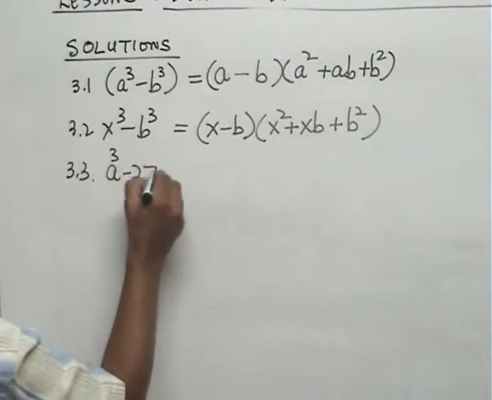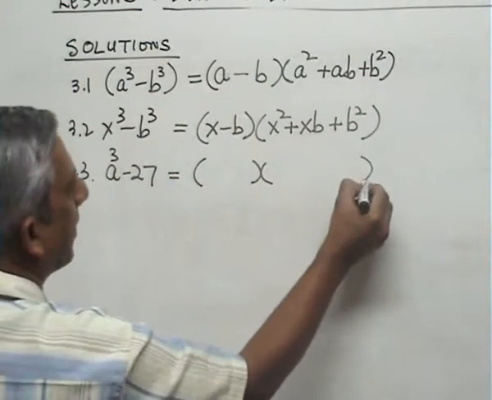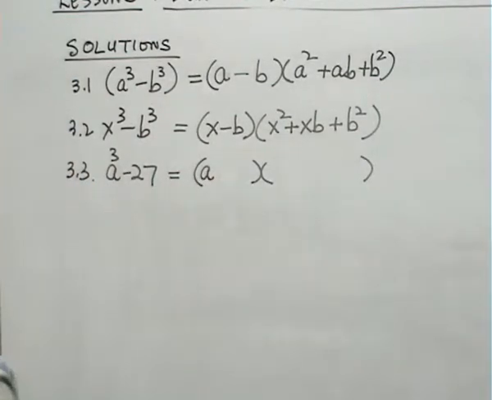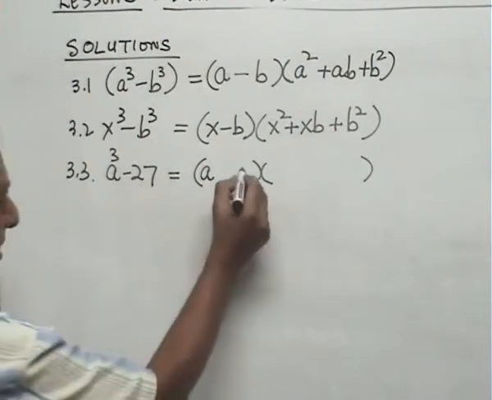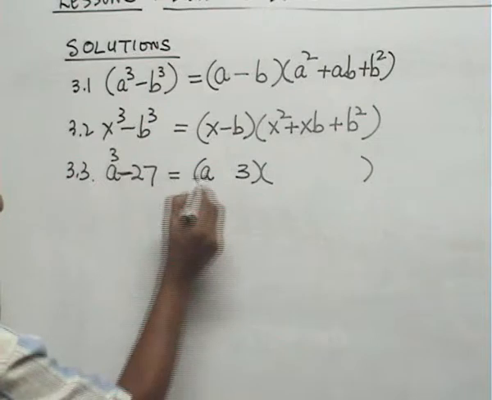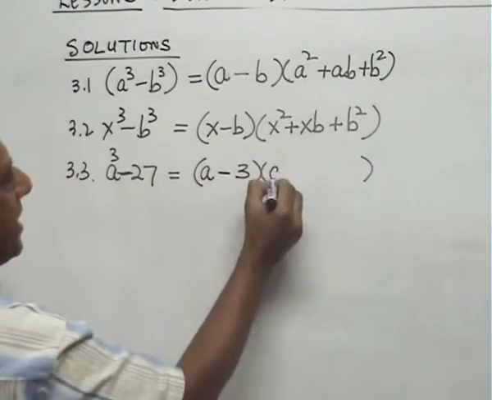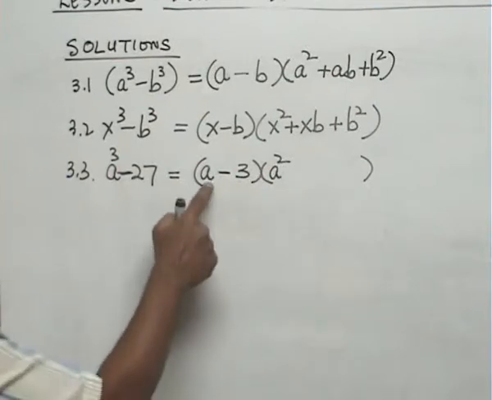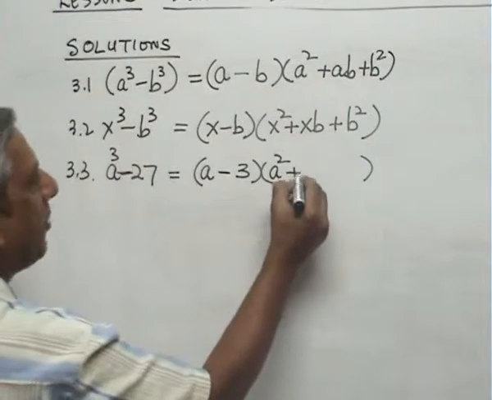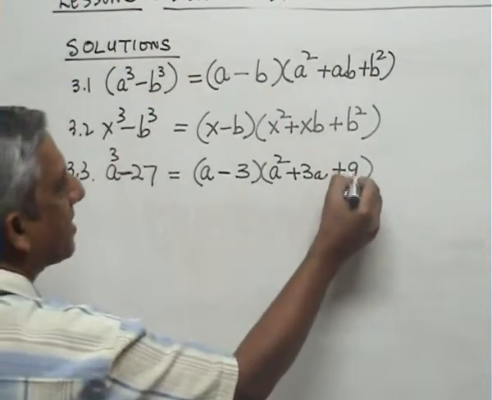3.3, a cubed minus 27. One small bracket, one big bracket. Cube root of a cubed is a. Cube root of 27 is 3. Starts with a minus, therefore this will be a minus. Now the second bracket. Square the a, squared. Multiply this 2, minus 3a. Change the sign, plus 3a. Square minus 3, plus 9.